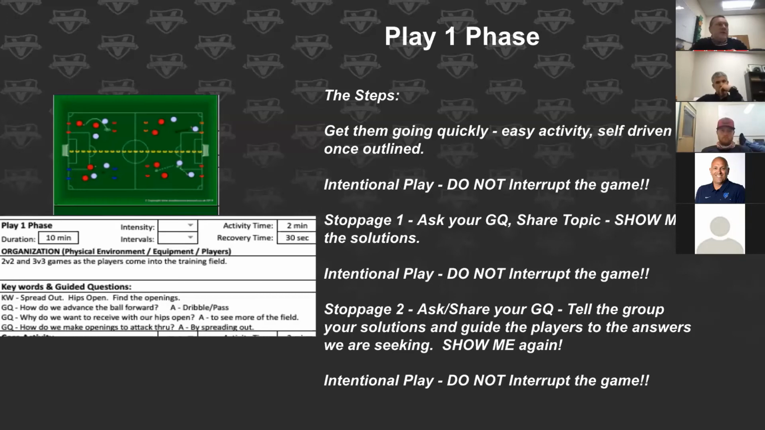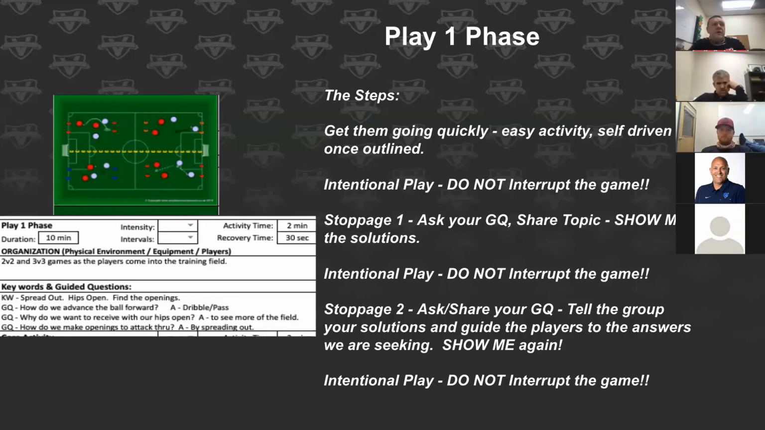Pay attention to their solutions. Pay attention to the player actions and the things that are leading to the solutions. Do they match what we have on our sheet? Do they not? And then if they do, great. Let's look for some players to share those things when we talk again. And if they don't, we know where we have to guide the players when we meet again. So then after 10 minutes, we bring them back in. Again, during that second intentional play phase, we want to not interrupt the game. We want to just observe and assess and kind of take notes in our mind.